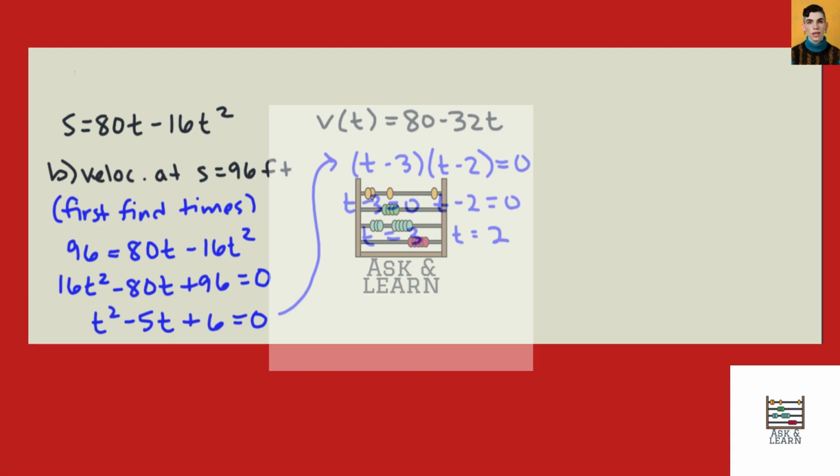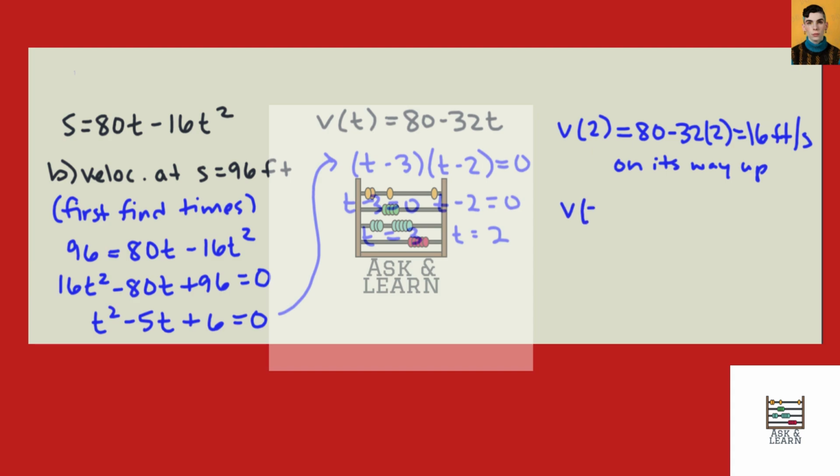So now that we know the times, we want the velocities at those times. So the velocity at time 2 would be 80 minus 32 times 2. And that is 16 feet per second. And that's when it's on its way up. And then the velocity at time 3 would be 80 minus 32 times 3. And that is negative 16 feet per second. And that is on its way down.